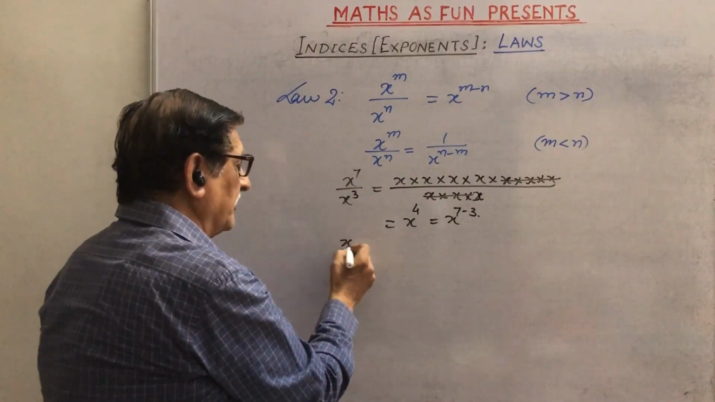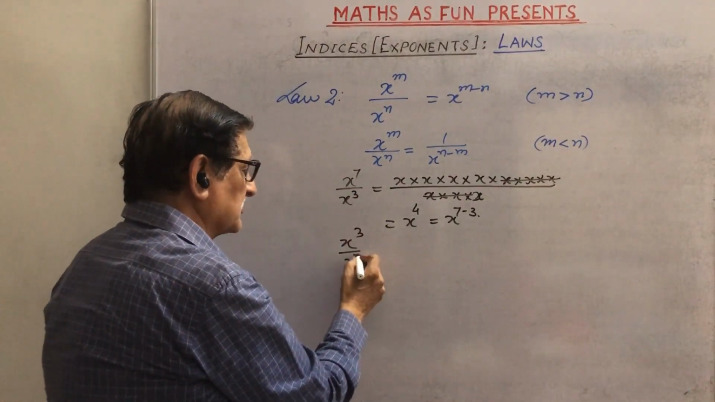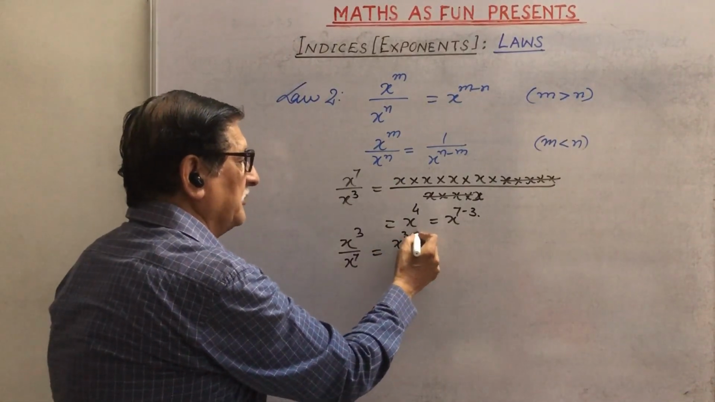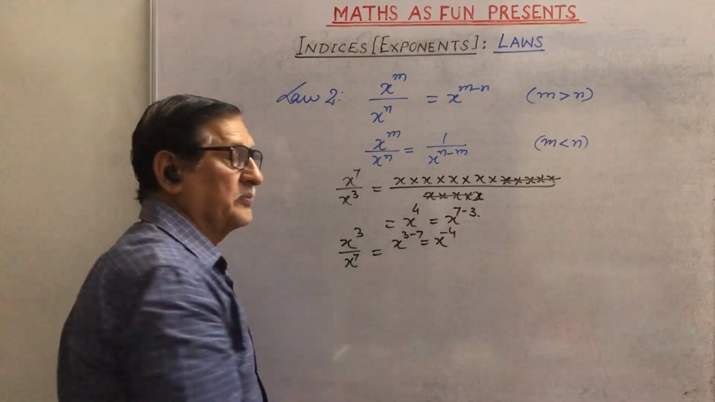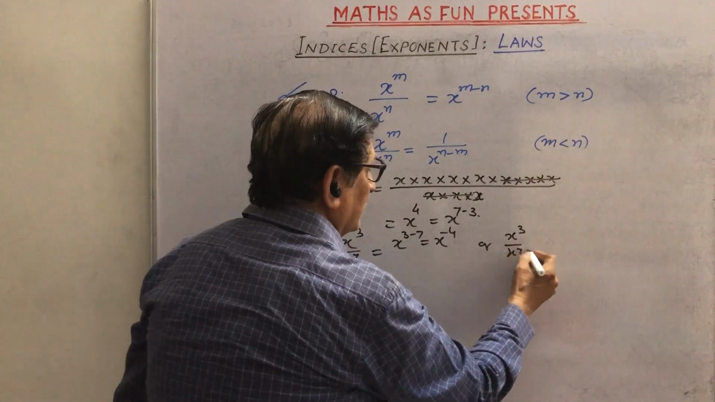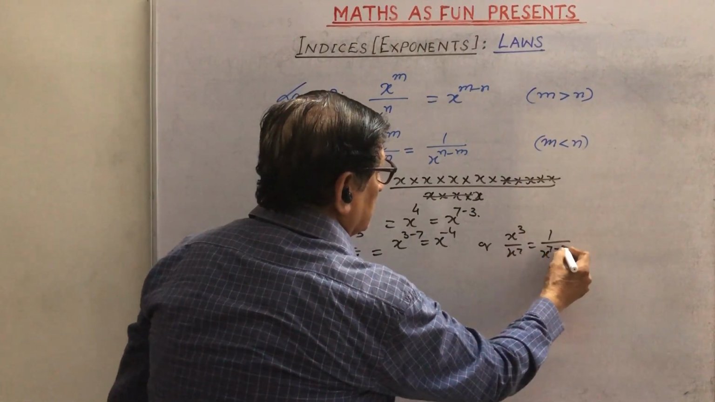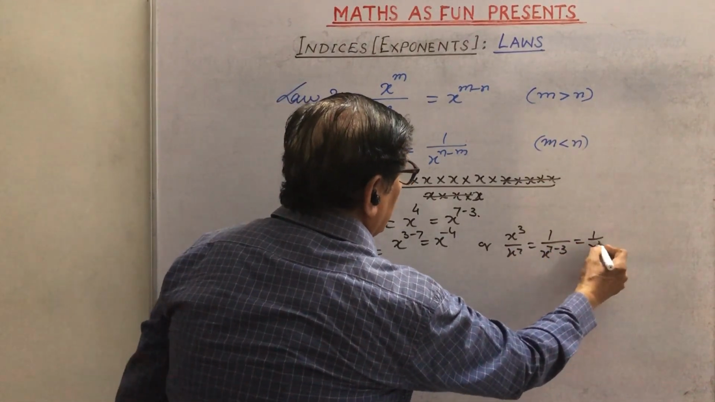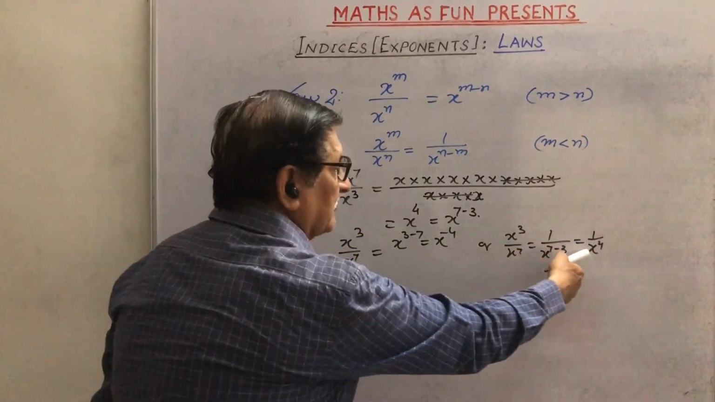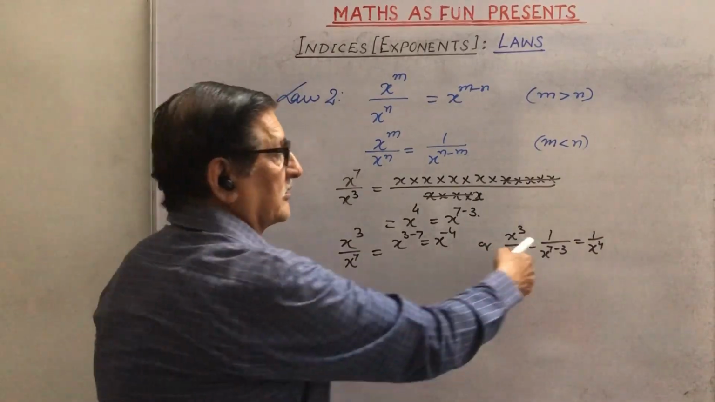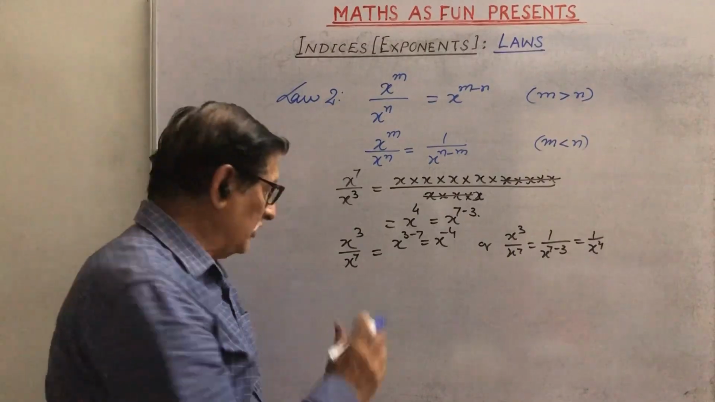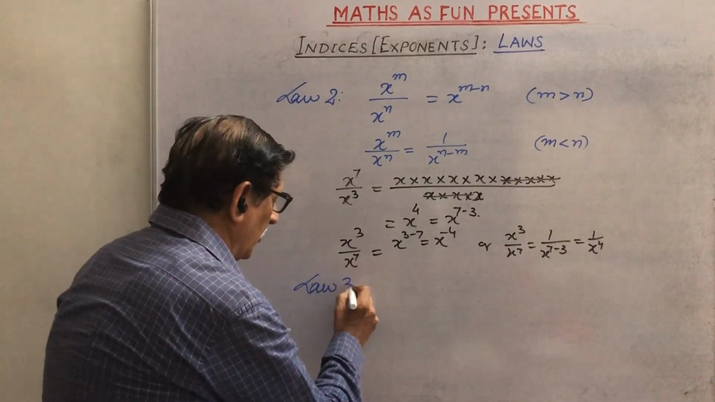And this is x power 7 minus 3. If it is x power 3 upon x power 7, this can be written as x power 3 minus 7. We can write x to the power minus 4, or we can write this as x cube upon x power 7 as 1 upon x to the power 7 minus 3, which is 1 upon x to the power 4. The only thing is, in case we want to show the positive power here, that can be written in the denominator. We can subtract it like this.